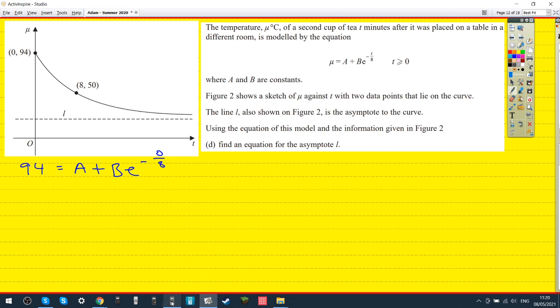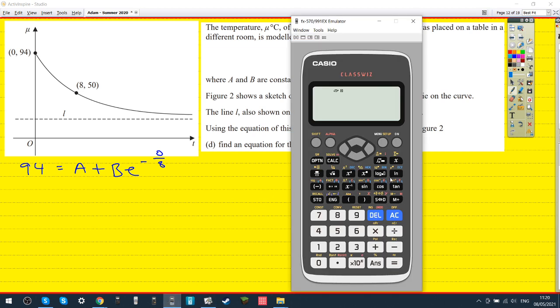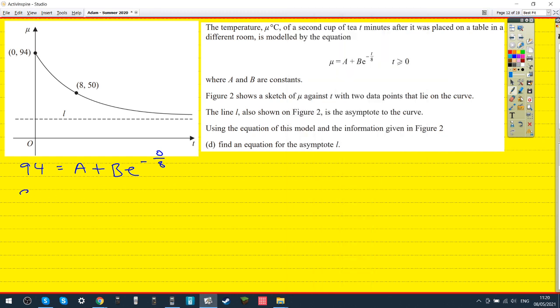Would you need to use ln for this? Calculator: e to the minus 0 over 8 gives you 1. Yep. And so that'd be 1 times b, so it'd just be a plus b. So 94 equals a plus b. Okay, we've got one equation with two unknowns, so we can't solve it. We can't figure out what a and b are.